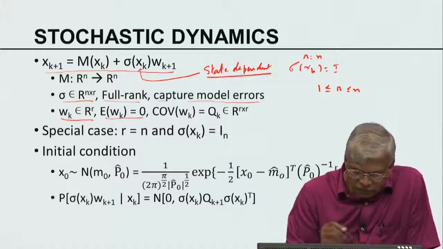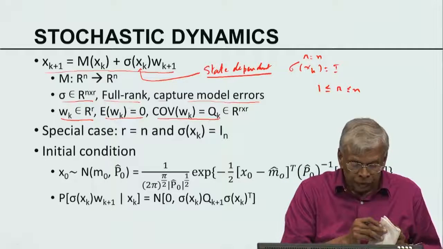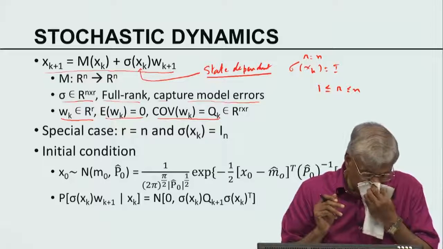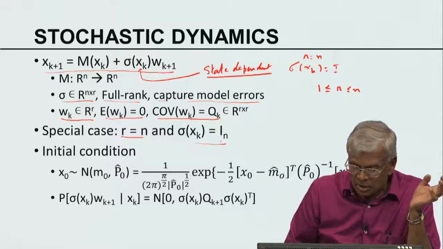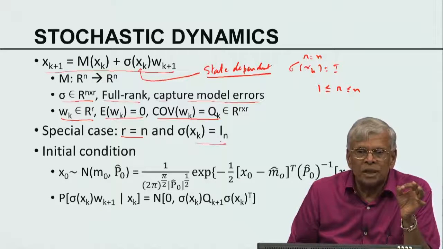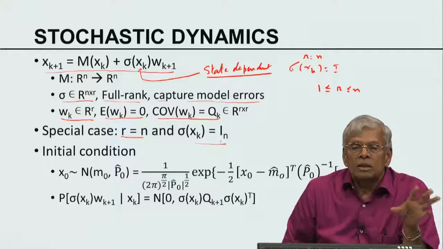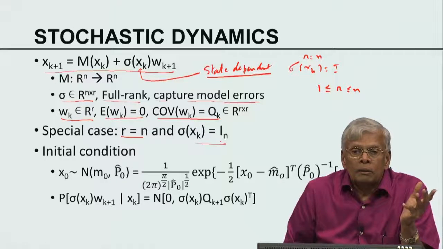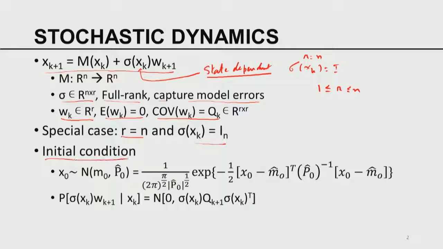So Wk is mean 0, Wk has a covariance Qk, Qk is a matrix of size R by R. The two special cases are, R is n and sigma xk is equal to In, the identity matrix. When R is n and sigma xk is equal to In, there is no state dependent noise, the noise is independent of the state, the noise becomes a pure Gaussian white noise. The initial conditions are random again. It is a multivariate normal distribution with a mean m naught and covariance P naught hat.